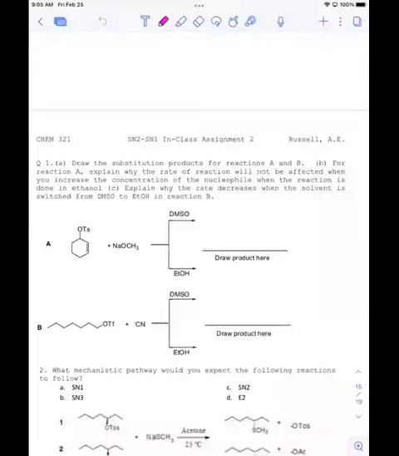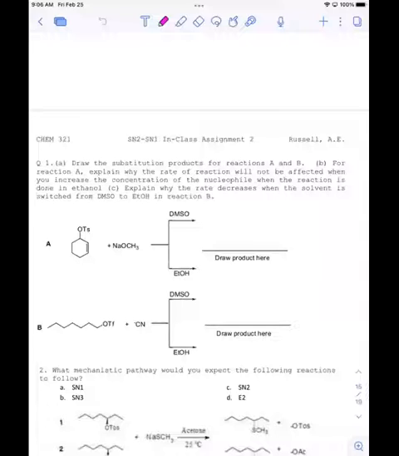All right. So this question right here, the top question says, draw the substitution products for reactions A and B. It also says for reaction A, explain why the rate of reaction will not be affected when you increase the concentration of the nucleophile when the reaction is done in ethanol. Explain why the rate decreases when the solvent is switched to DMSO from ethanol in reaction B. All right, so let's do that right quick.